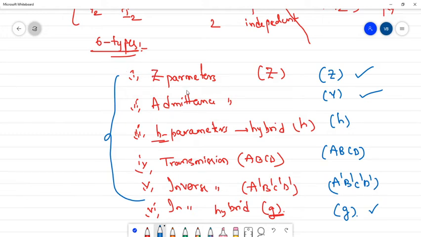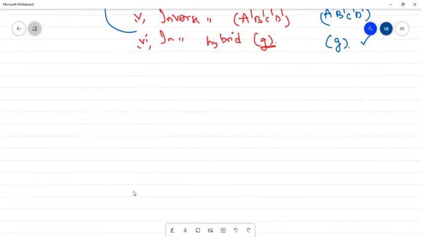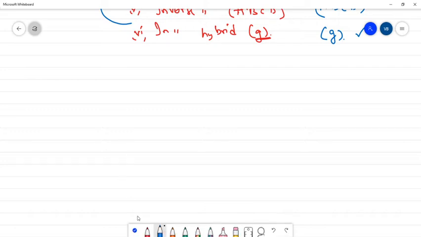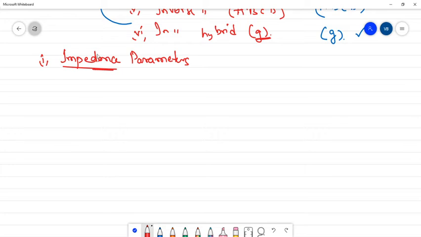Okay, so first we will discuss Z parameters. What is meant by Z? Z is nothing but the impedance. First I am going to take the first parameter, which is very important and basic while writing the two-port networks. So, impedance parameter. You already know how to define impedance. Impedance is nothing but a resistance. Resistance and impedance are both closely related.